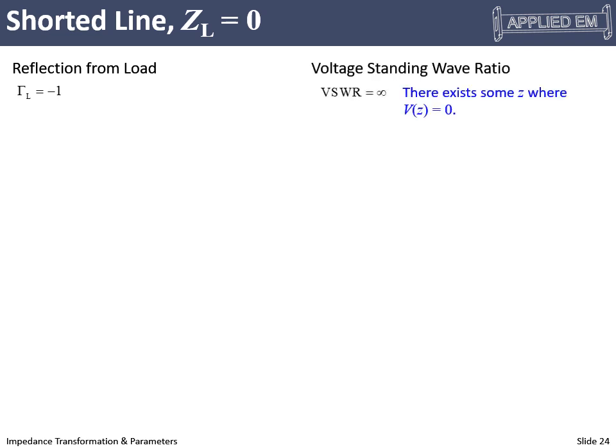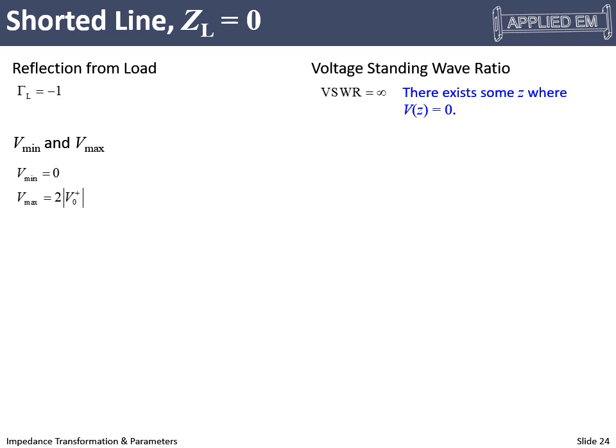The voltage standing wave ratio is actually infinite. That's because we get 100% reflection, and that reflected wave is able to cancel the applied wave and get the standing wave down to exactly 0. That allows our VSWR to approach infinity. That does not mean the amplitude of the reflected wave is infinite. That just means the standing wave goes all the way down to 0 because the reflected wave can perfectly cancel the applied wave.